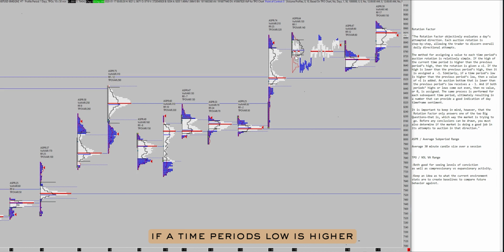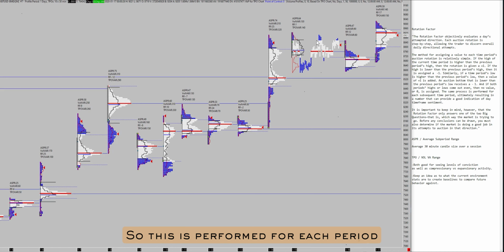Similarly, if a time period's low is higher than the previous period's low, then a value of +1 is added. An auction bottom that is lower than the previous period's low receives a -1. So you can see how this sort of compiles this piece of data that really shows us what level of strength we have in one direction over the other. And if both periods' highs or lows come out even, there's no value, so it's 0.